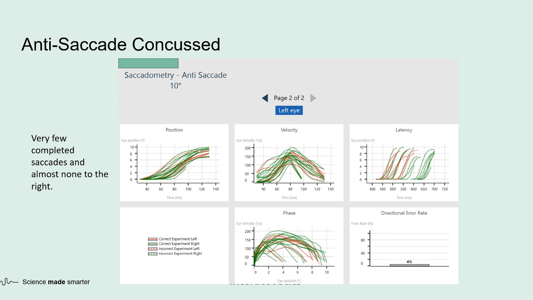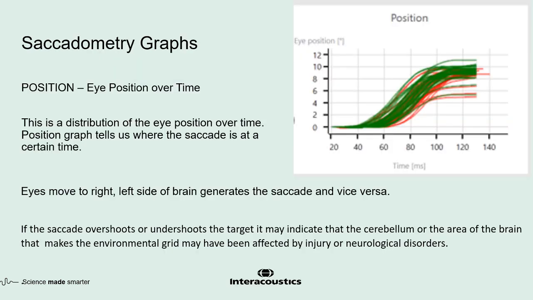Okay, now when we look at saccadometry graphs, there's the position graph. This tells us position over time. This is a distribution of the eye position over time. It tells us where the saccade is at a certain time. And again, when the eyes move to the right, the left side of the brain generates that saccade, and vice versa. Now, if the saccade overshoots or undershoots, that generally means that the cerebellum is involved, and we're going to get to that. It can also mean that there are environmental grids that have been affected in collicular and posterior parietal systems as well.